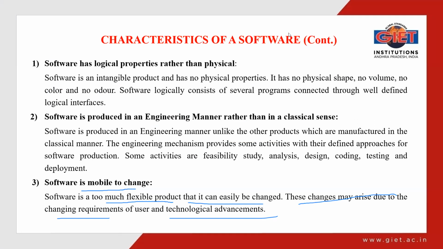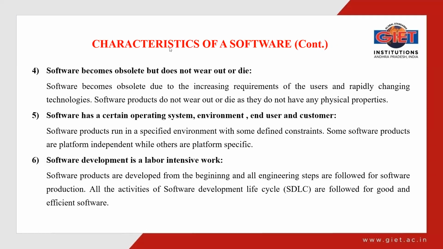We are moving on to the next slide to see the remaining characteristics. The next one is: software becomes obsolete but does not wear out or die. The meaning is that software will never die; it becomes out of date. For example, if you take any old software, it will not work now. But if you want to make the software work again, you need to update it. That means the software does not die, it just becomes out of date.